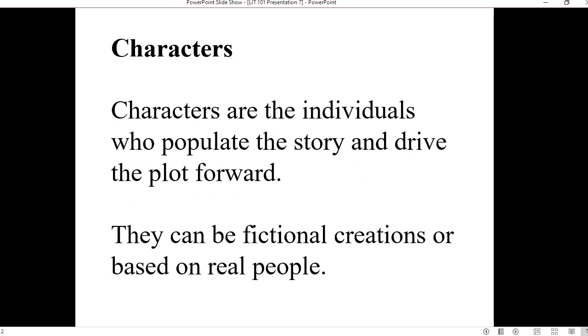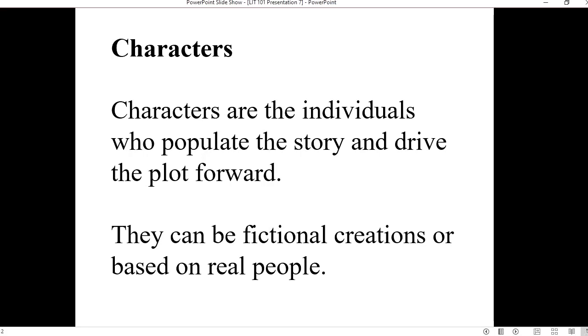We have characters. Another aspect of narrative work that is very important in analyzing any story has to do with characters. At times we say characterization. When we say characterization, we are talking about how the author makes his characters behave, how the author of the story allocates roles to the characters in his story.